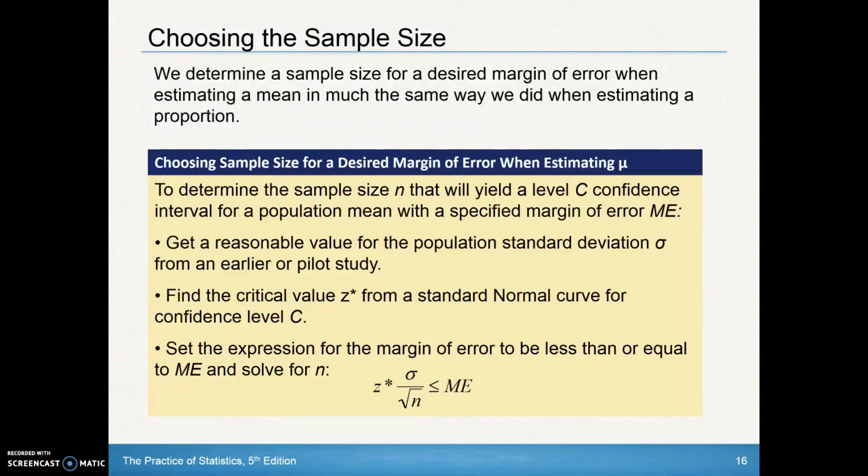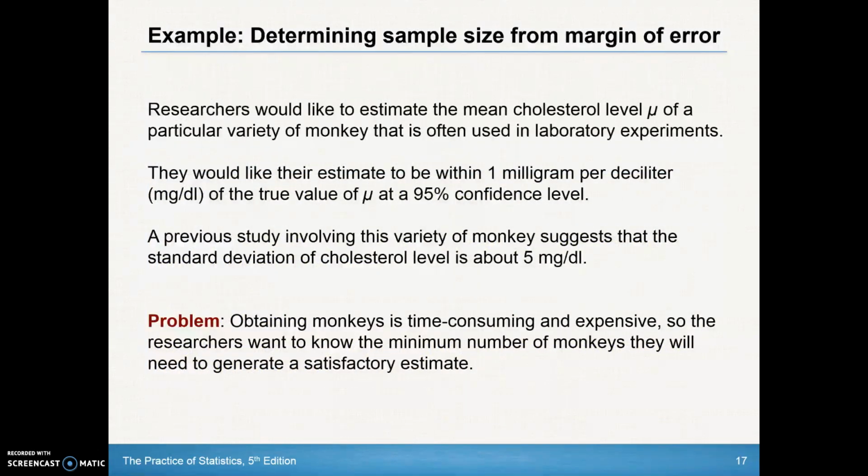Okay. We need to find the critical value z star from a standard normal curve, and then set the expression for the margin of error to be less than or equal to the desired margin of error. So again, this is if we know the population standard deviation. This is the margin of error part of the formula for confidence intervals. And if we also know that the population is normal.